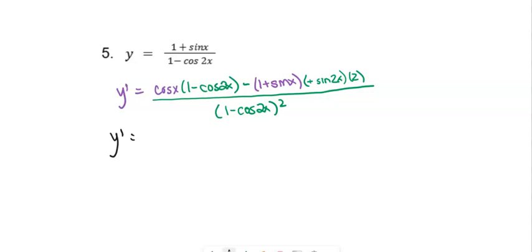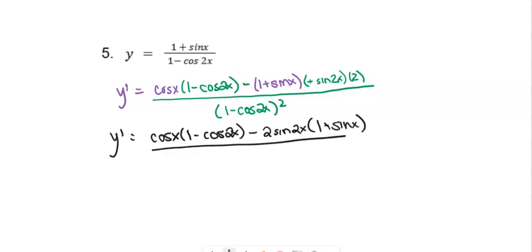Okay, I'm going to clean this up a little bit. So I've got cos x, 1 minus cos 2x, minus 2 sine 2x, 1 plus sine x, all over 1 minus cos 2x squared.